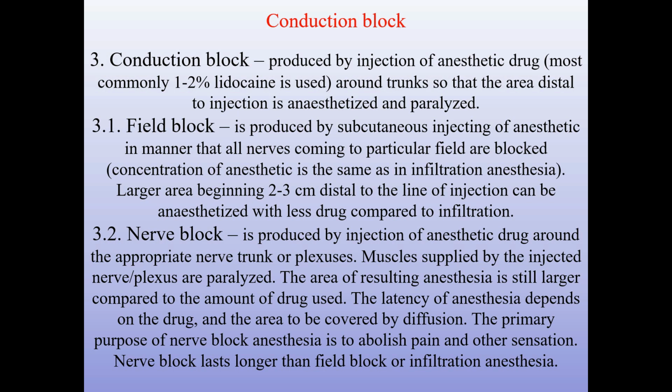And second is nerve block. It is produced by injection of anesthetic drug around the appropriate nerve trunk or plexuses. Muscles supplied by the injected nerve plexus are paralyzed. The area of resulting anesthesia is still larger compared to the amount of drug used. The latency of anesthesia depends on the drug and the area to be covered by diffusion. The primary purpose of nerve block anesthesia is to abolish pain and other sensation. Nerve block lasts longer than field block or infiltration anesthesia.